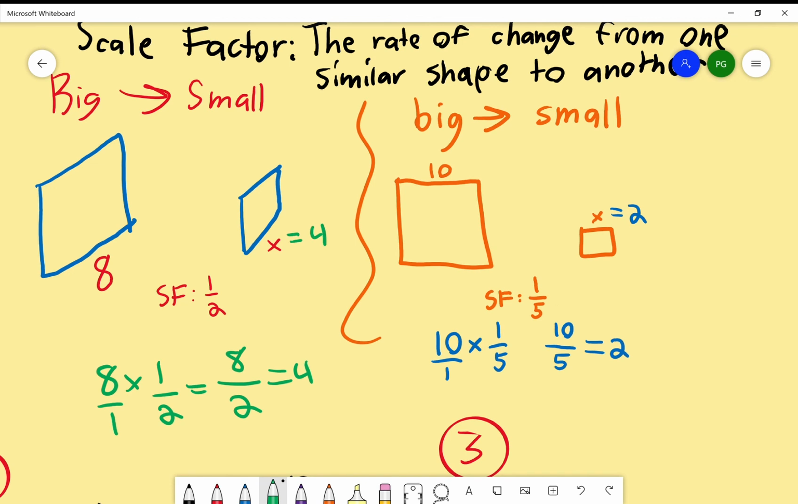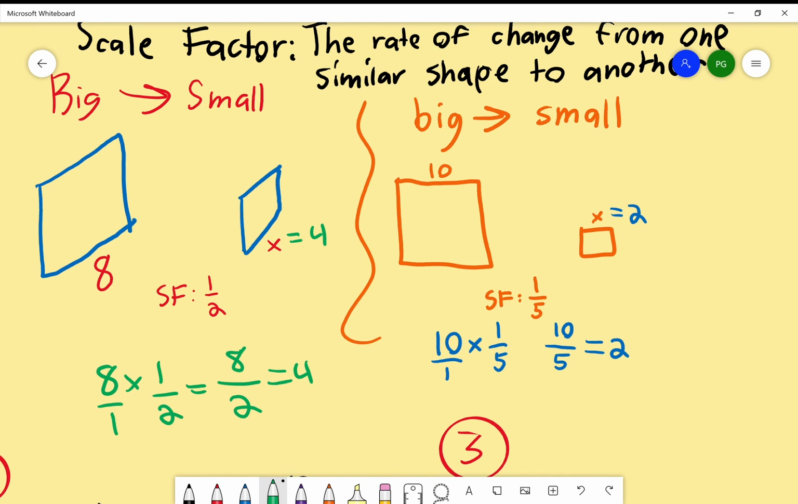Please realize that the scale factor being a fraction makes sense. If you look on the blue left-hand shape, the bottom length is 8. Well, the scale factor is telling you that your new shape on the right, your smaller shape, will be half of that 8. Half of 8 is 4. If you look at the example on your right-hand side, from the big, which is 10, to the small, which is 2, they were telling you you're going to have a scale factor of 1/5. Well, guess what? 1/5 of 10 is 2. Okay? That's how all of this begins to tie in together.